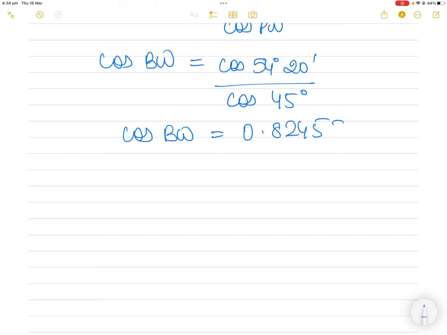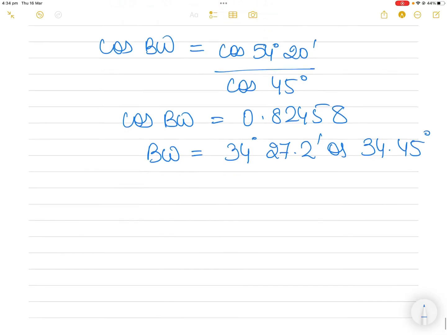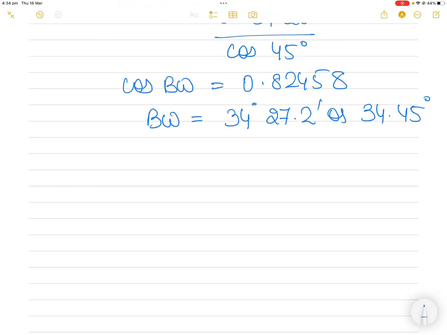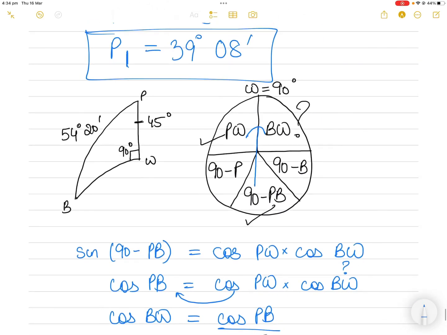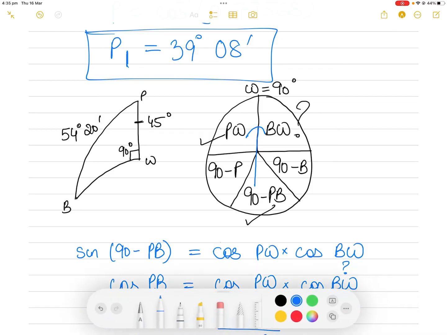0.82458. Shift cos inverse, I will get BW as 34 degrees 27.2 minutes or 34.45 degrees, up to you. But I need BW in nautical miles, so I will multiply it by 60 and I will get 2067.2 nautical miles. Alright, once I found out BW, now I can find out angle P.